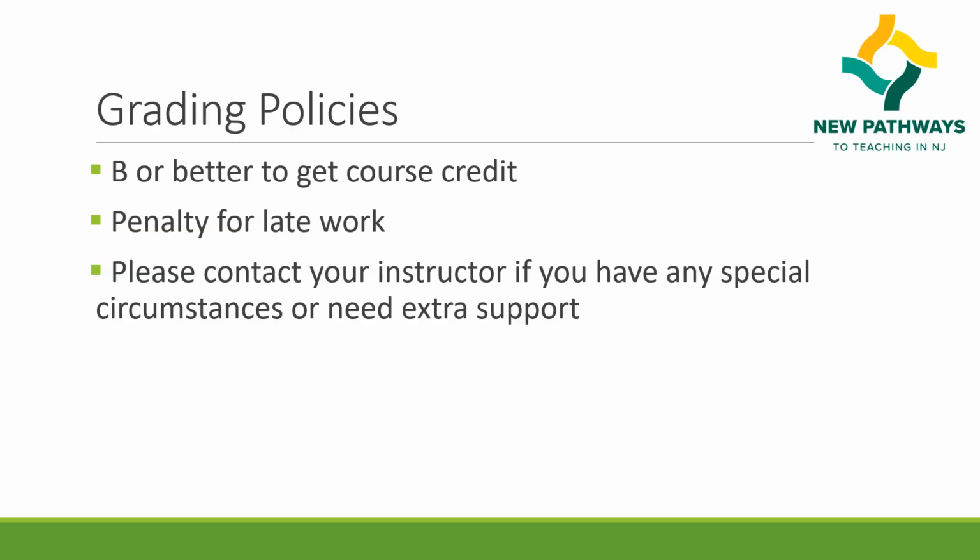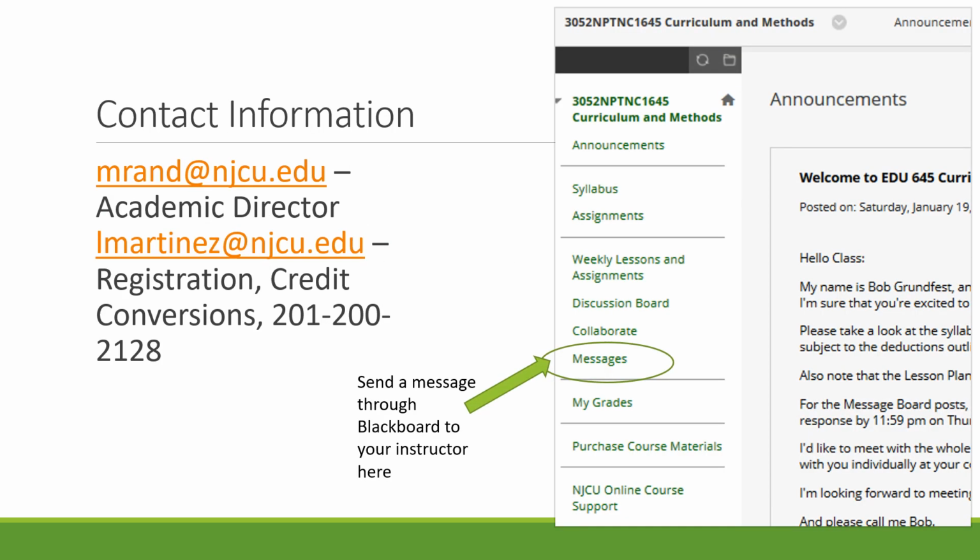You must get a B or better to get course credit. This is a state requirement from the New Jersey Department of Ed. So be careful about keeping track of how you're doing in your courses. There is a penalty for late work. However, we also know that your lives are complicated and sometimes things happen in your job. So please contact your instructor if you have any special circumstances, if you get sick or anything, or if you need extra support, if you don't understand an assignment or you don't know what you should be doing, please contact us. Don't wait. And here's how to contact us.